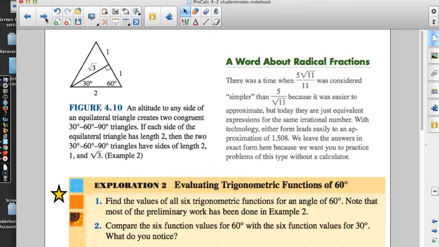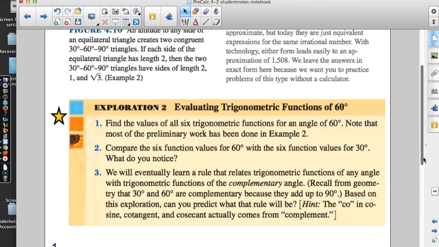You want a perfect answer. So no matter who you had teach in second semester, we're going to tell you rationalize the denominator for these. Then down here, it says the one we have left is 60 degrees. We did the 30, we did the 45, evaluating the trig functions of 60 degrees. Find the values of all 6 trig functions for the angle of 60 degrees.